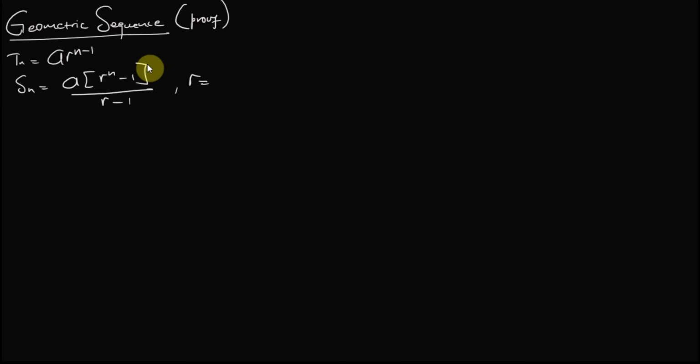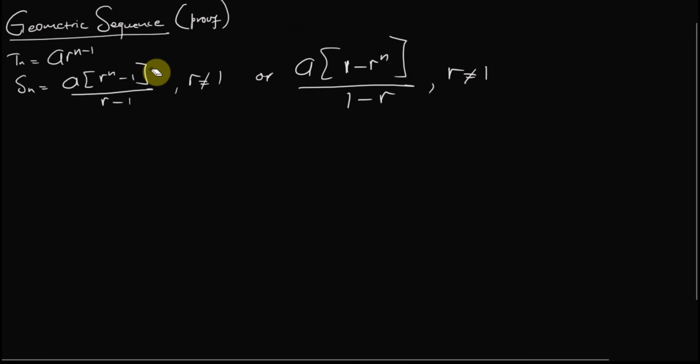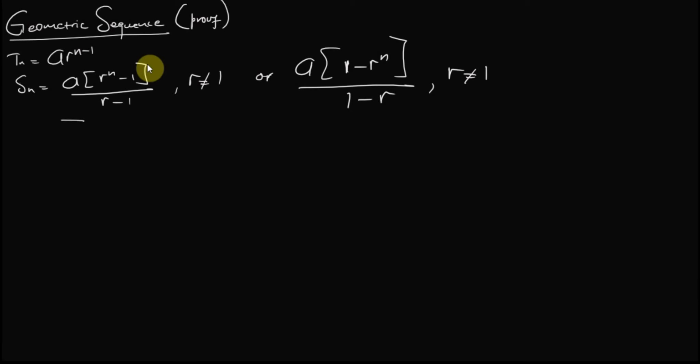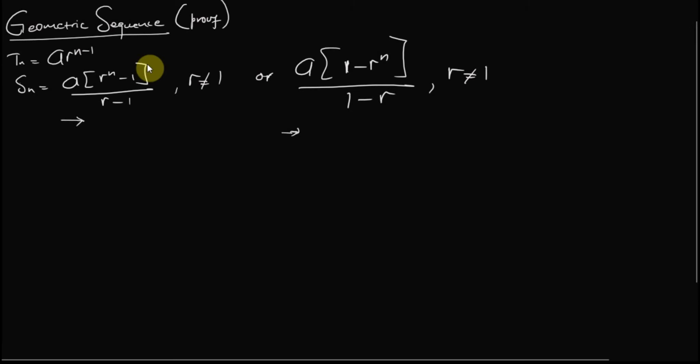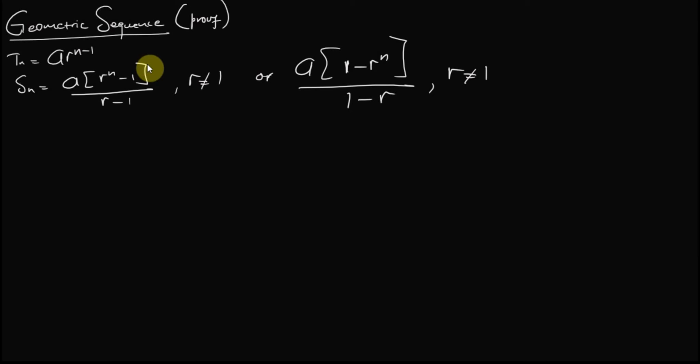where r is not equal to 1, because if r is 1, you see that your denominator is going to be 0. Or you can write it as A times (1 minus r^n) all over (1 minus r), still when r is not equal to 1. Alright, so these are the results that we want to prove in this video. So let's just get onto it.